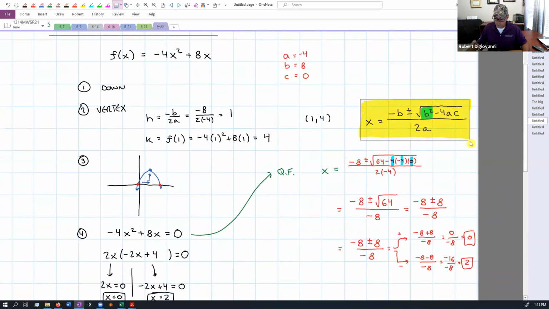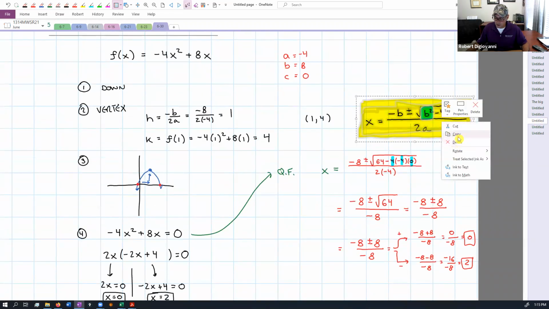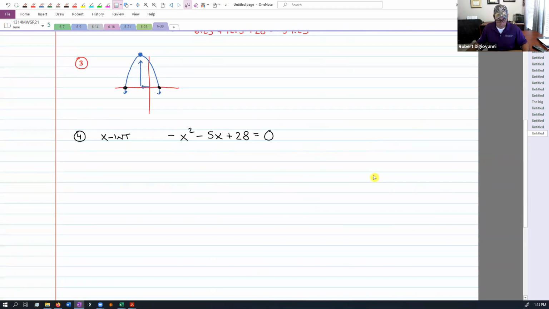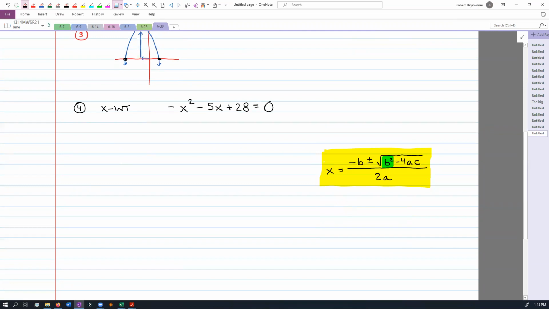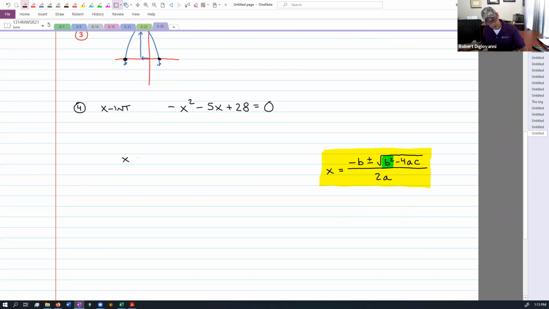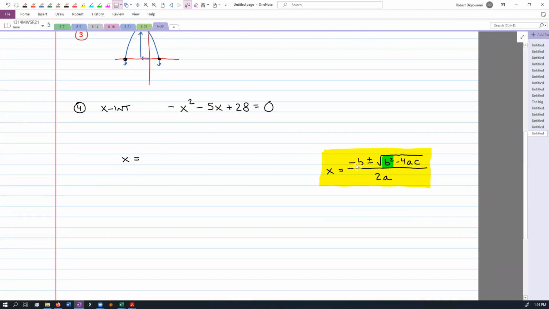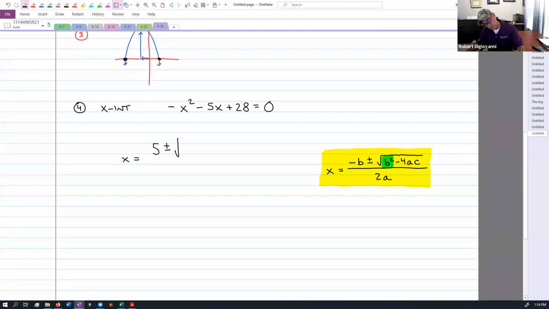Okay, so for step 4, we have to find the x-intercepts. So that means we have to take the original function and set it equal to 0, right? Yes. Which means we're going to have to use the quadratic formula because that's not going to factor. So I just want you to help me fill in this quadratic formula, okay? So x will be equal to, all right, what will negative b be for us? 5. Okay. Plus or minus square root.